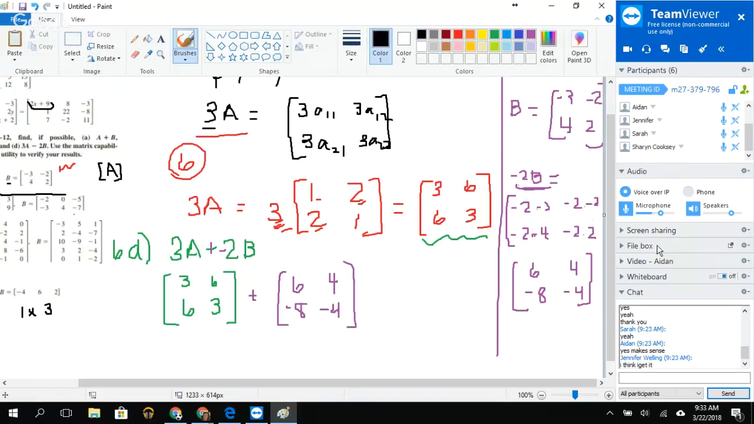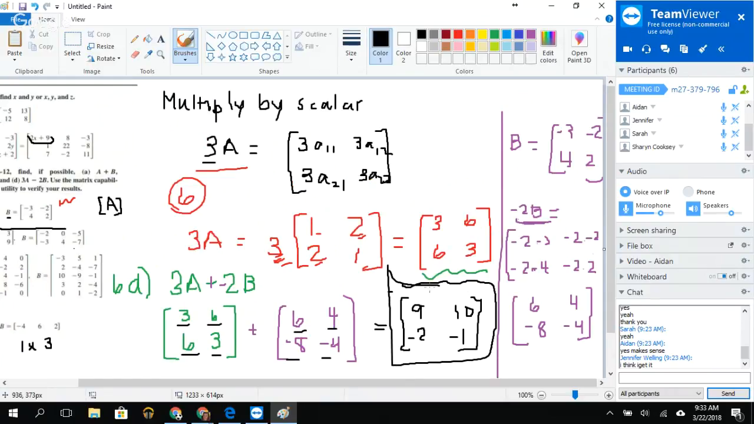Then when I go to add them together, it's just every corresponding entry that I add up. So I have 3 plus 6 is 9. 6 plus 4 is 10. 6 plus negative 8 is negative 2. And 3 plus negative 4 is negative 1. And that's my kind of sloppy solution, right? It's a sloppy matrix, but you guys get it. There we go.